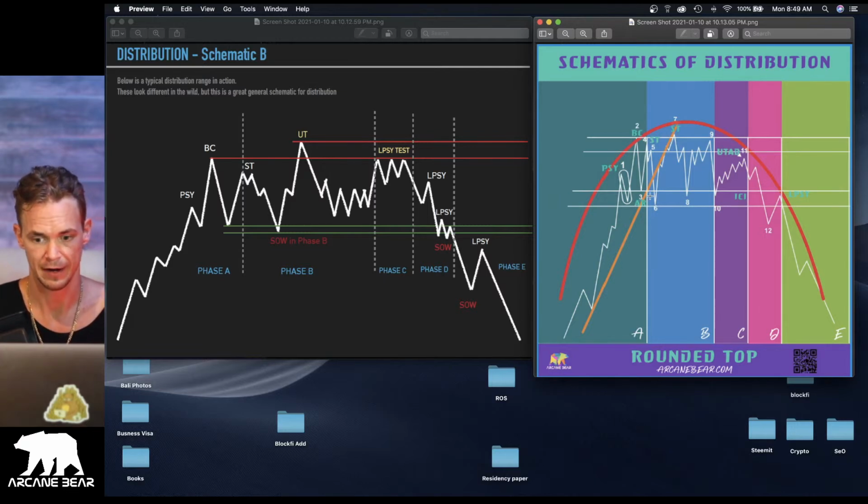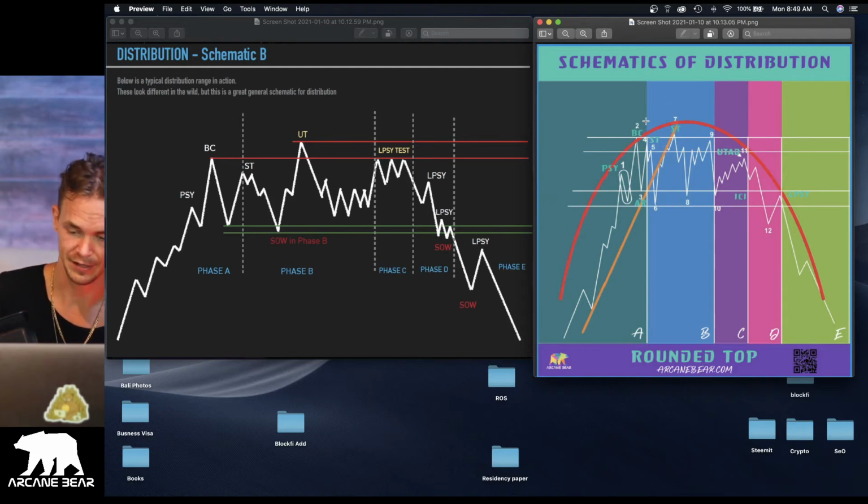Both of these are from our private group's distribution patterns. For those of you that are in the private group, you can always find these in your A, welcome emails, or B, in the member resource area, or in the educational sector of the Discord channel.